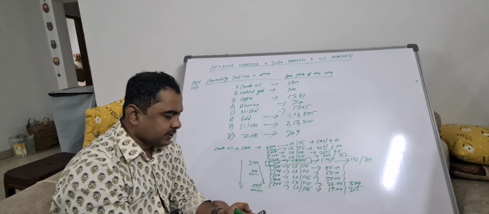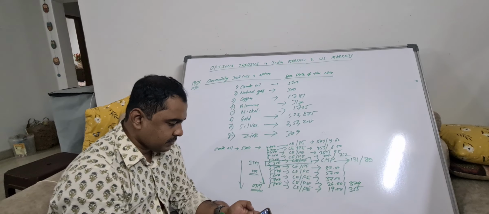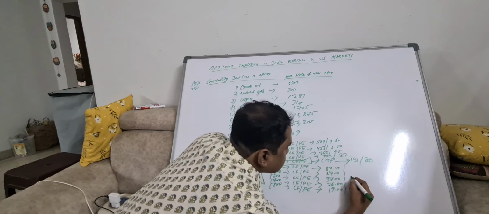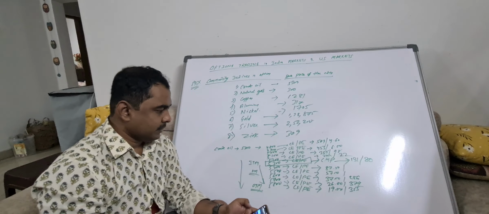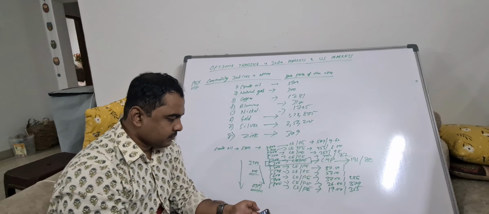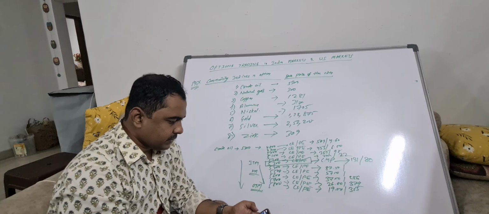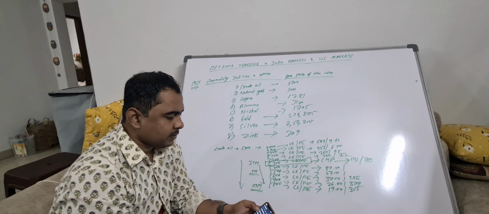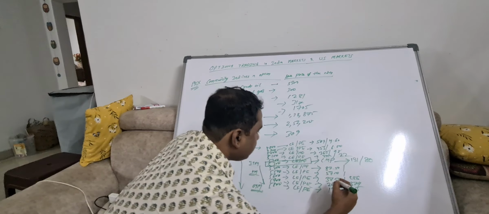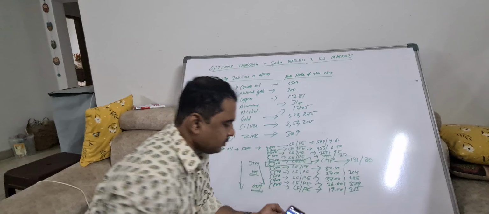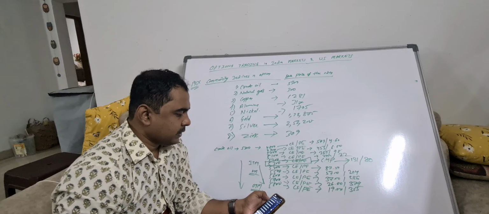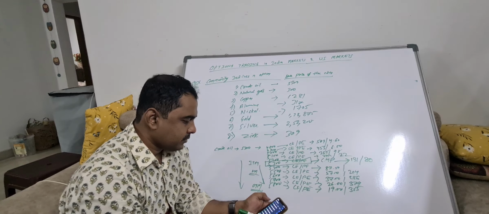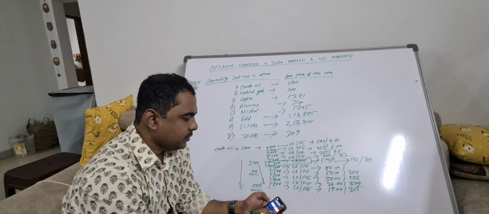Now comes 5,600. It is 286. Then we have 5,500, which is 204. Then we have 5,400 put. This is 134.